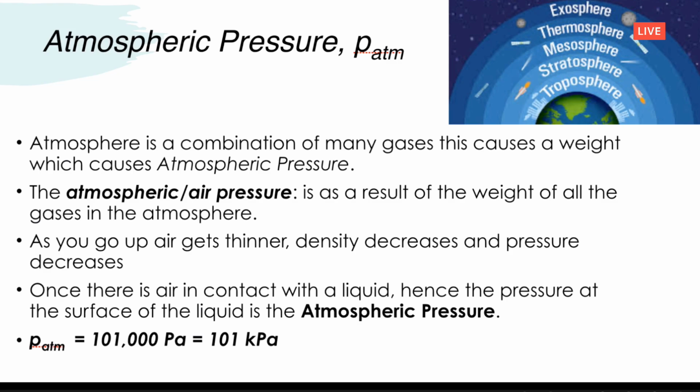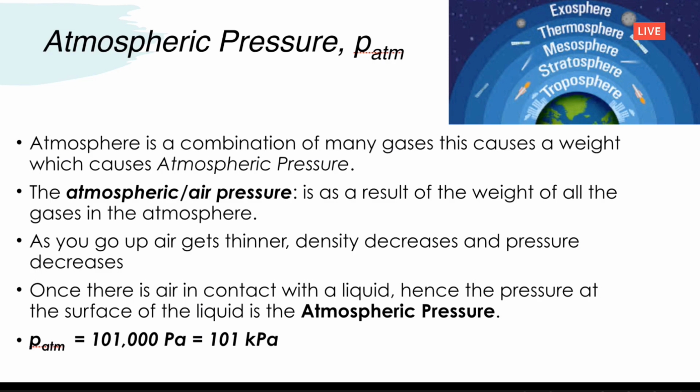Now we're going to be looking at atmospheric pressure. Now atmospheric pressure is an example of gas pressure. There's another term known as air pressure. Now it says that the atmosphere is actually a combination of many gases, and this causes a weight which causes atmospheric pressure, right? So air is all around us, and the air is actually applying a weight down on our body, right? And that weight down on our body causes a pressure on us.